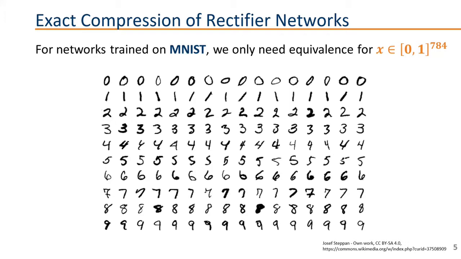Now for the MNIST, the inputs will be bounded between 0 and 1 for every one of these 784 variables. So it doesn't really matter for us what happens if, for example, one of the inputs is negative or one of the inputs is greater than 1, because that's never going to happen in practice.